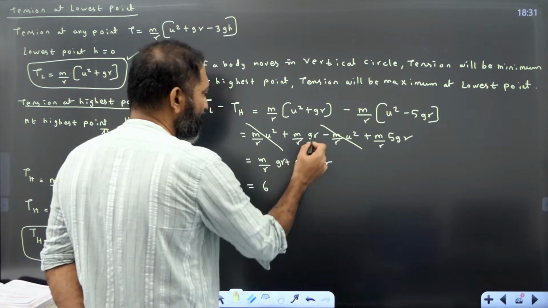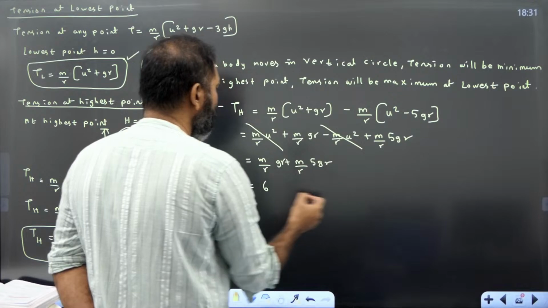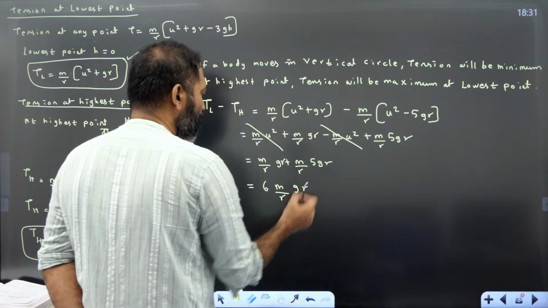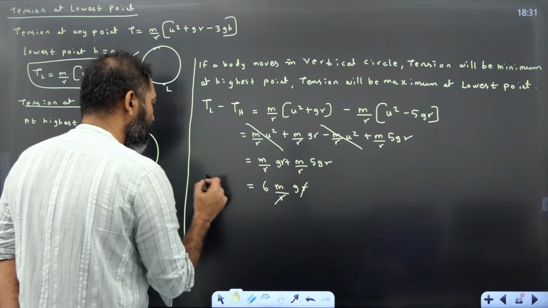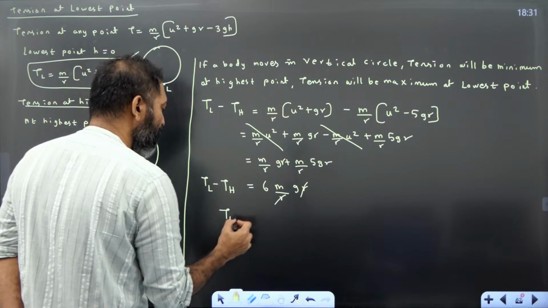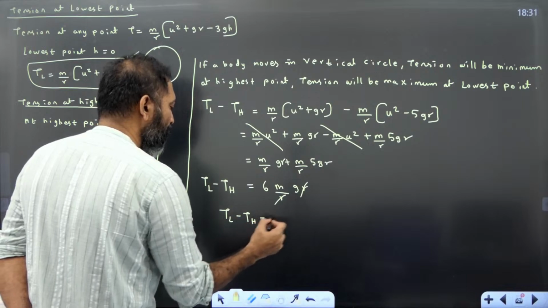I forgot to write gr. m by r gr plus m by r 5gr is what? 6 m by r gr. So what happens? r gets cancelled. So tension at the lowest point minus tension at the highest point is equal to what? 6 mg.